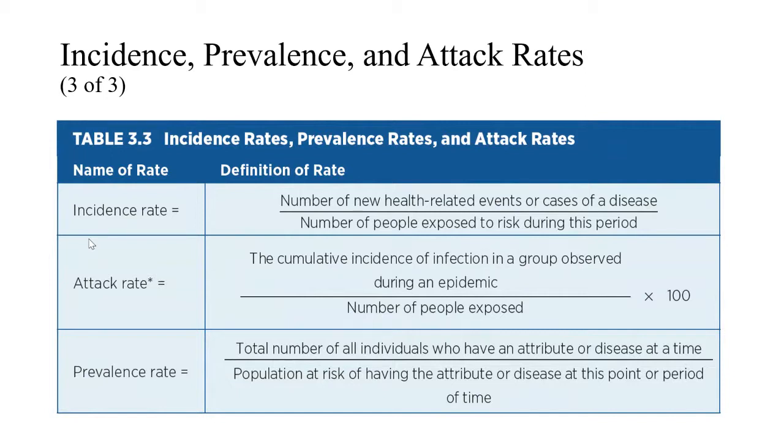If I were to tell you to remember 2 of these, the 2 more commonly used rates are incidence rate and prevalence rate. Again, incidence rate is the number of new diseases, whereas prevalence rate is the number of diseases total, new and current.